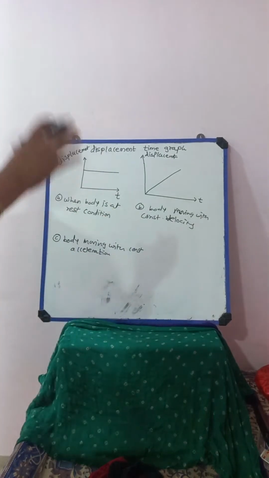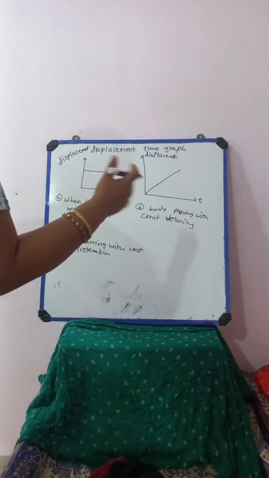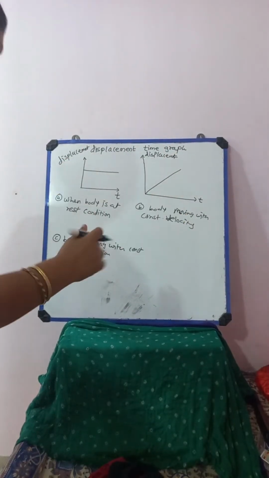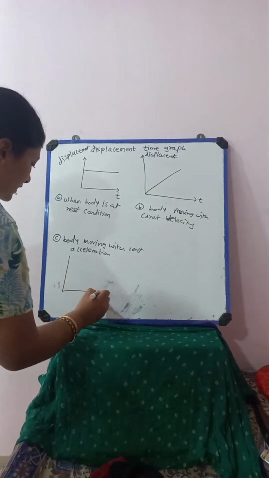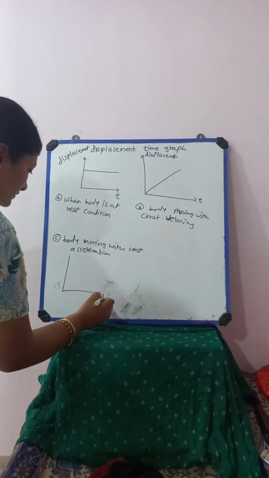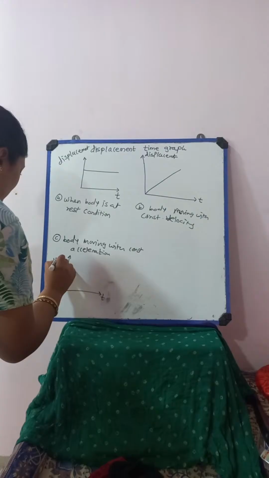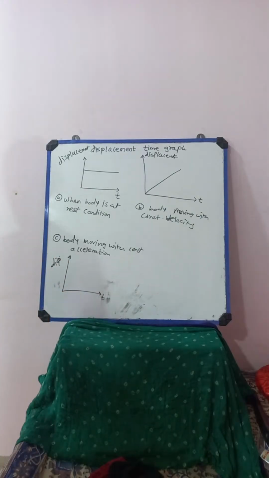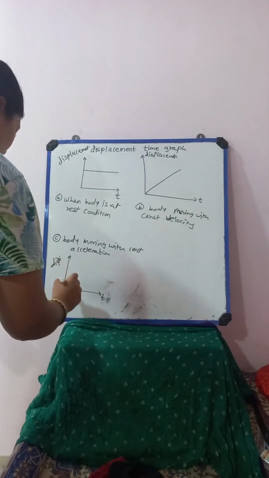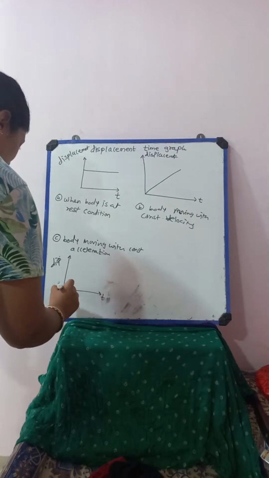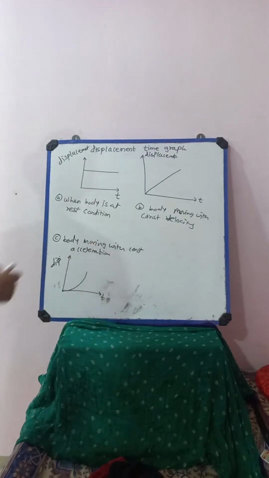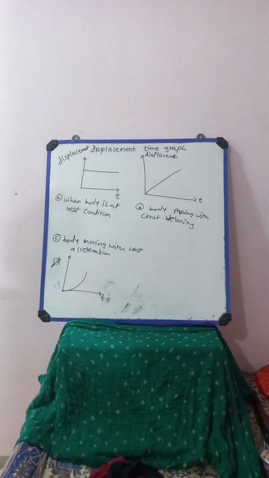So if a body showing constant acceleration is there, then the graph will become like this. This is time and this is displacement. So for constant acceleration we will get a graph like this.